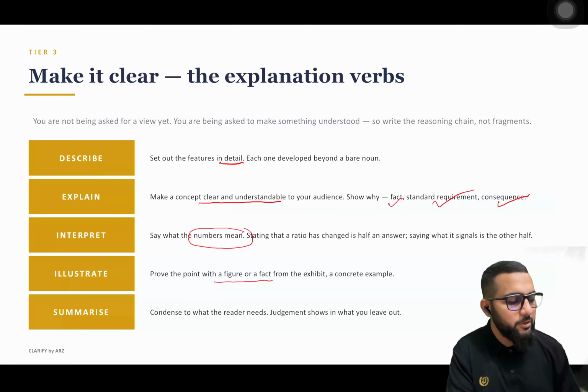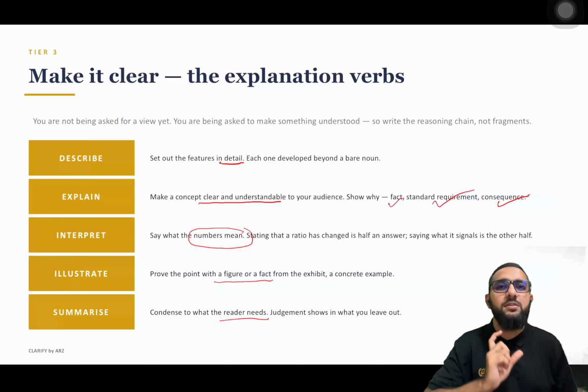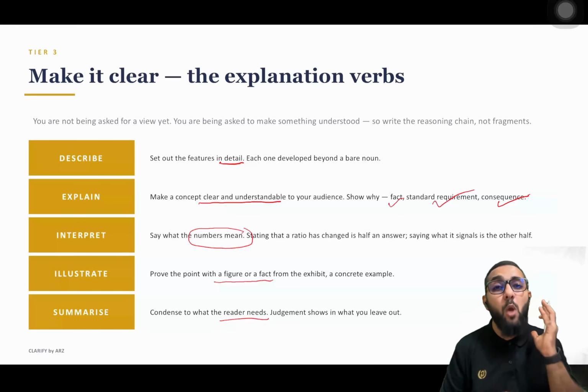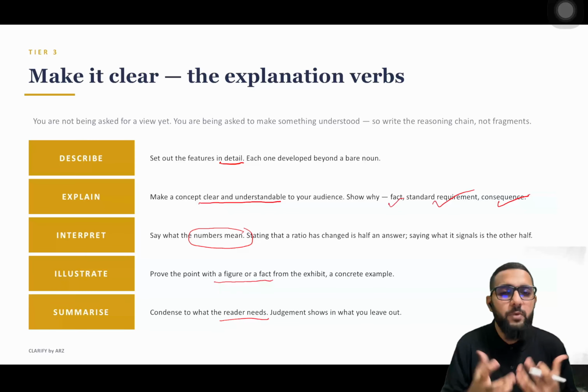Then summarize: condense to what the reader needs without bringing too much information. If you bring in too much information, that's not summarizing. So you need to be brief. When you're summarizing something, you have to be brief, you have to be concise, and you have to bring only what is necessary for a reader to understand. If you bring in too much information, the reader will be overwhelmed.